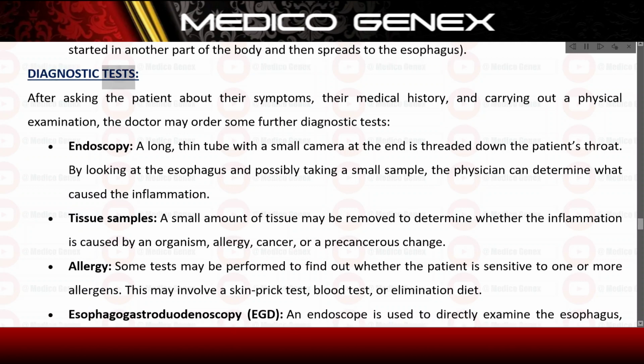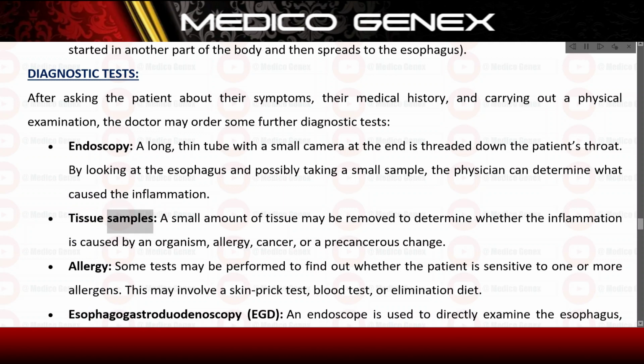Diagnostic tests. After asking the patient about their symptoms, their medical history, and carrying out a physical examination, the doctor may order some further diagnostic tests. Endoscopy. A long, thin tube with a small camera at the end is threaded down the patient's throat. By looking at the esophagus and possibly taking a small sample, the physician can determine what caused the inflammation.